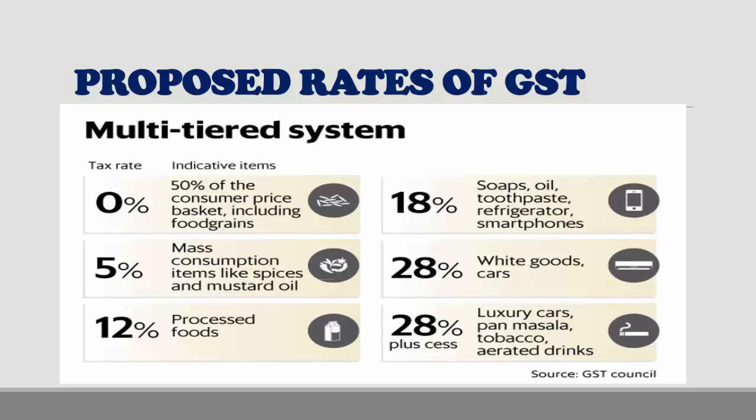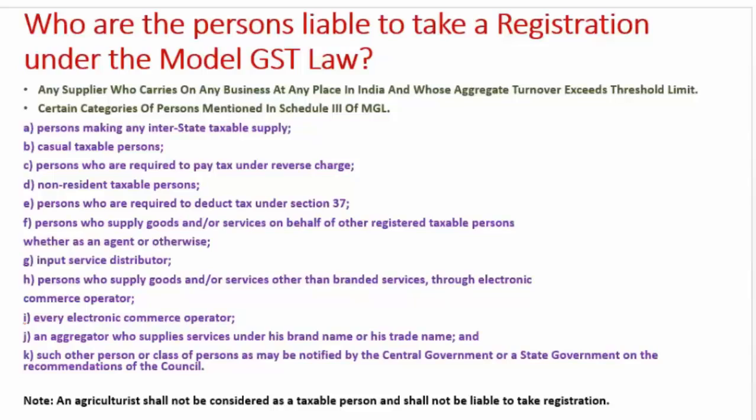And 28% is kept for ultra-luxurious, demerit and sin goods like tobacco, aerated drinks, etc. So friends, let's discuss who are the persons liable to take a registration under the model GST law. First, any supplier who carries on any business at any place in India and whose aggregate turnover exceeds the threshold limit. Second, certain categories of persons mentioned in Schedule 3 of Model GST law. Let's see what are the categories.